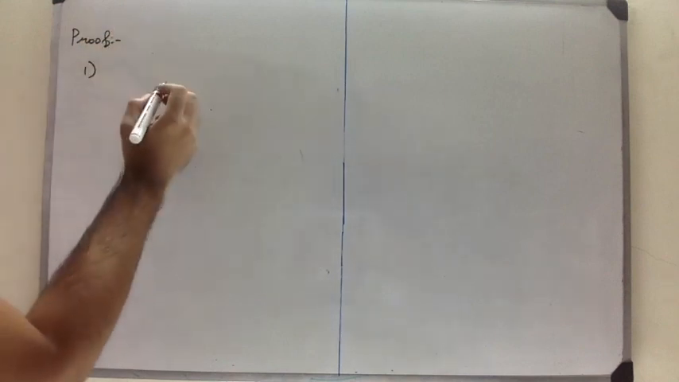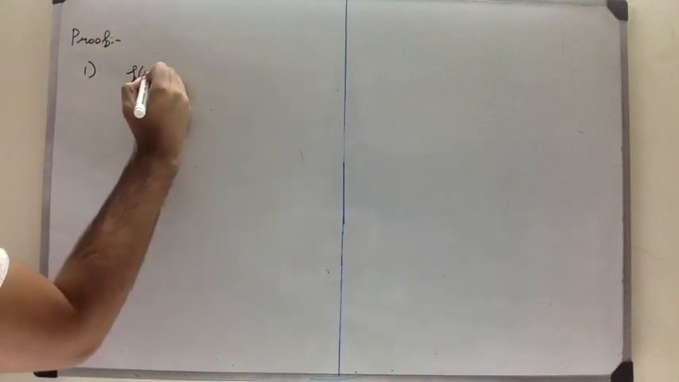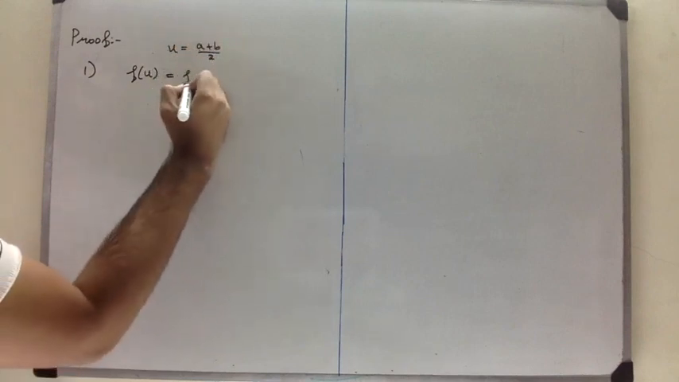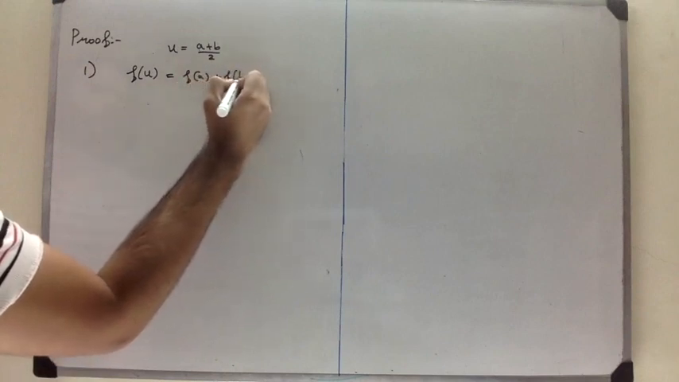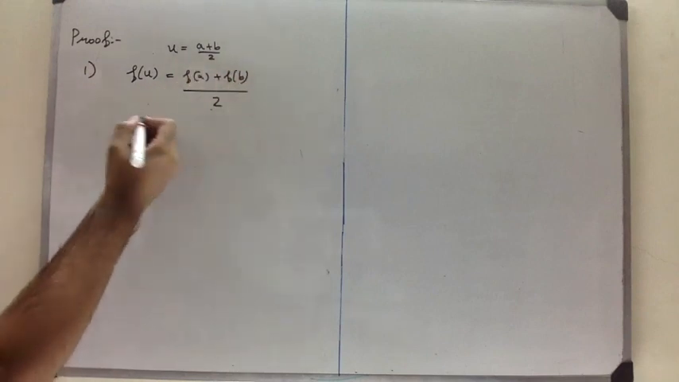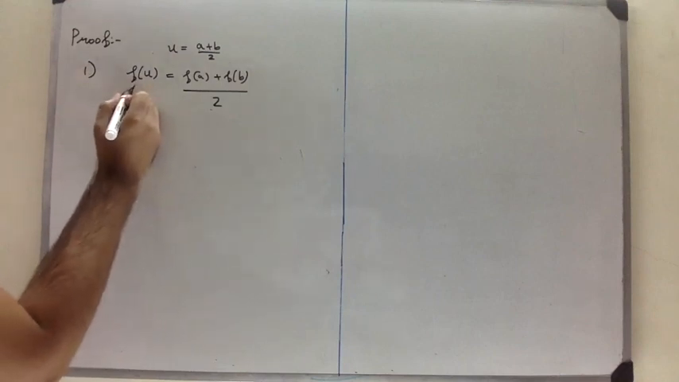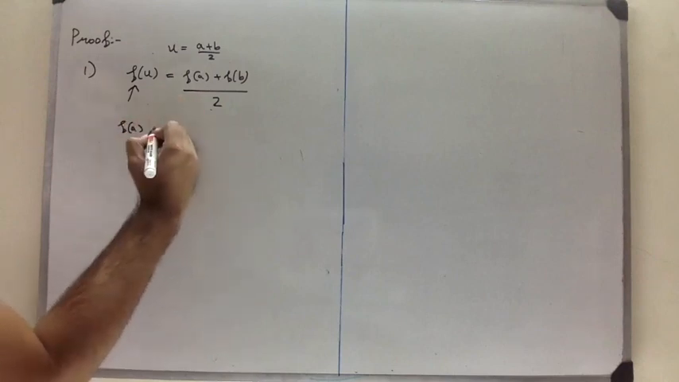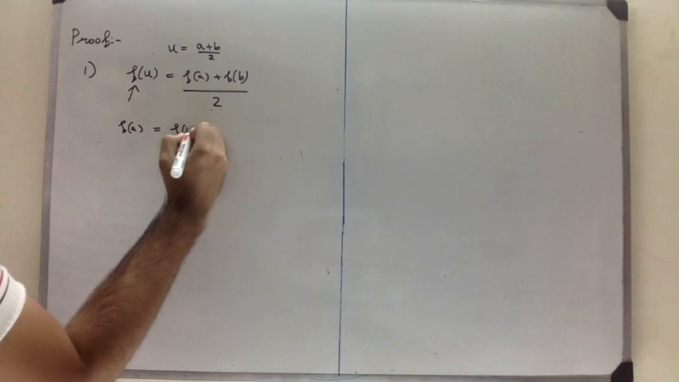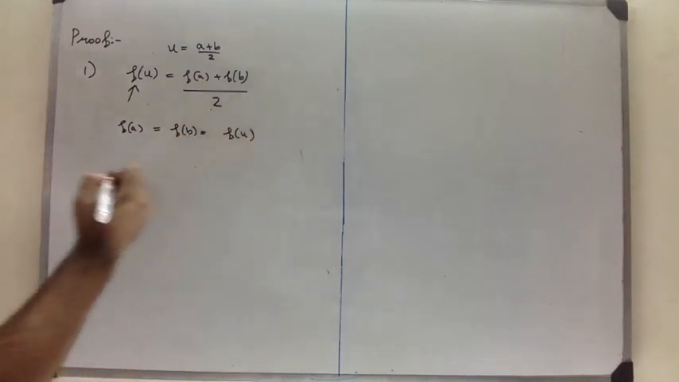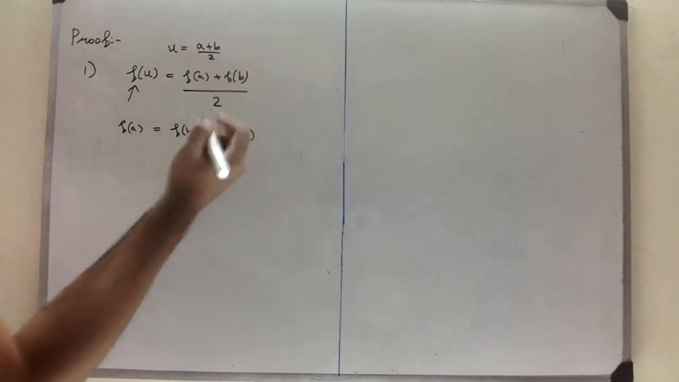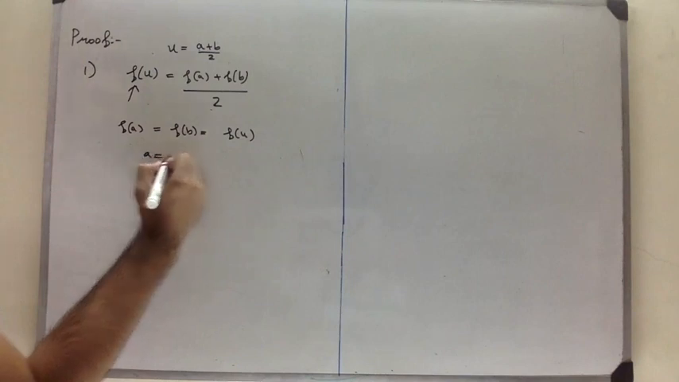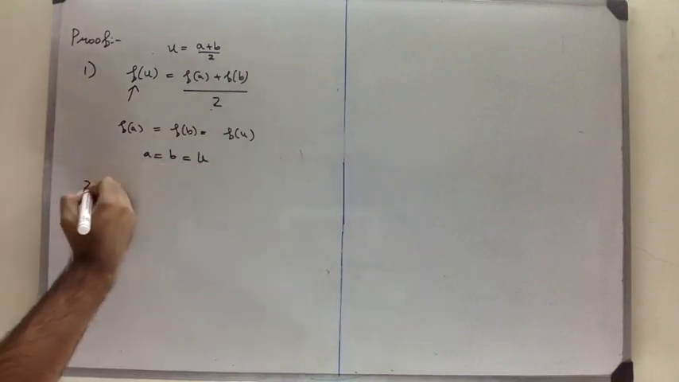For the case of 1, if the point is unique, then if u is written as (a plus b) by 2, then f of u will be (f of a plus f of b) by 2, because f is a linear function. But since f of u is maximum, the only way is for f of a and f of b to be equal to f of u. But since the point where it takes maximum is unique, this implies that a has to be equal to b, has to be equal to u.